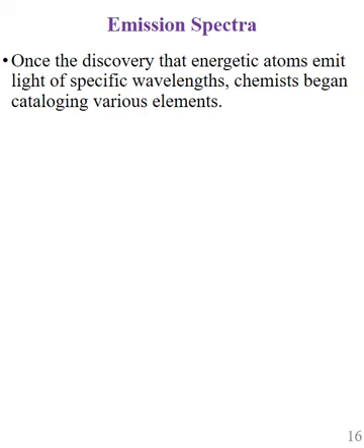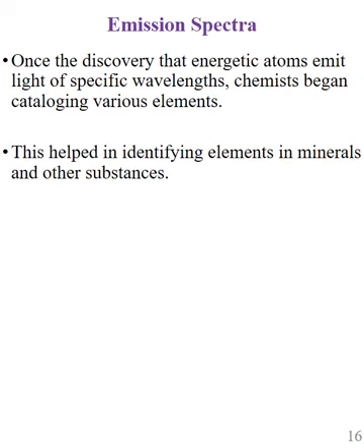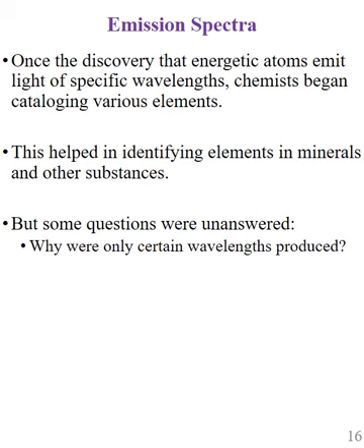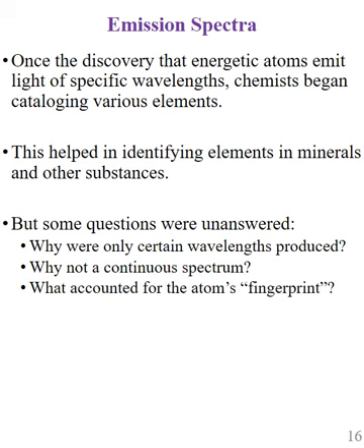More about the emission spectra. Once the discovery was made that energetic atoms emit light of specific wavelengths, chemists began cataloging various elements. This helped in identifying elements in minerals and other substances. But some questions were still unanswered. Why were only certain wavelengths produced? Why not a continuous spectrum? Why did they always see these non-continuous spectra in all of the atoms they were doing flame tests on? And what accounted for the atom's fingerprint?